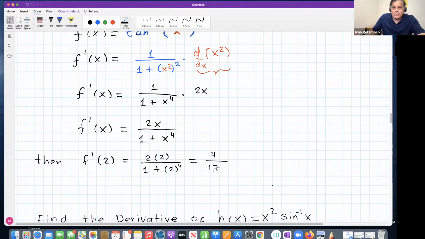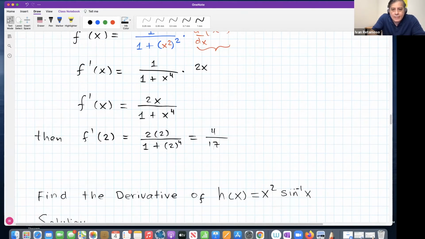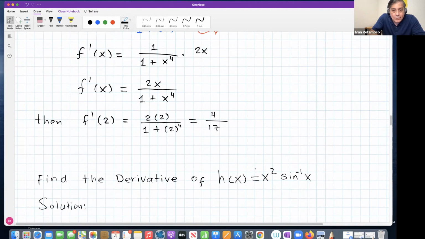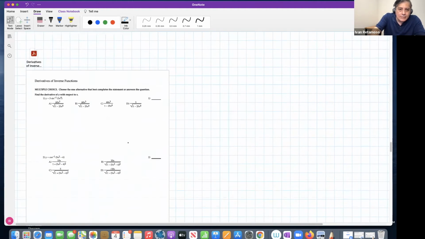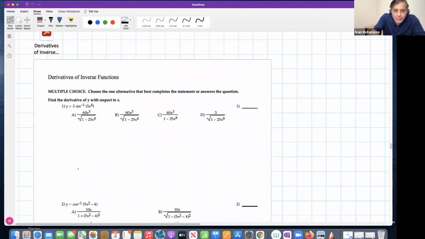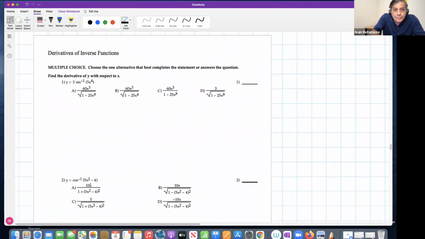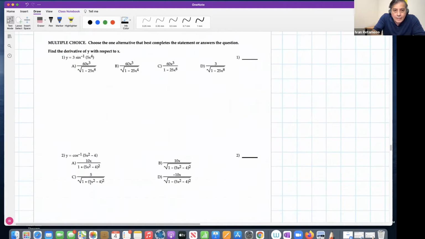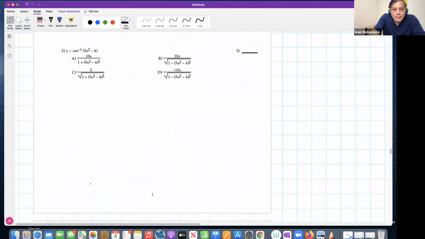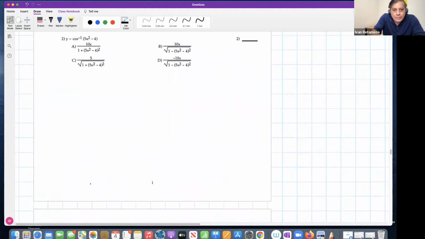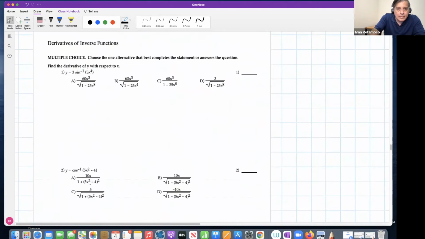All right, that was the first example. So I'm gonna let you practice and then we will do the same here with the product rule, okay? So let me go over the worksheets now for you to see how this is gonna be evaluated or tested. I'm gonna do number 1, and then I will ask you to do number 2, okay? Let me do number 1.